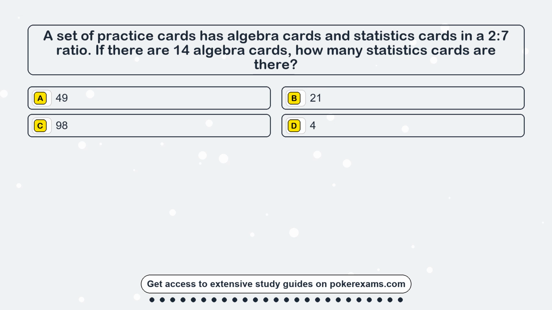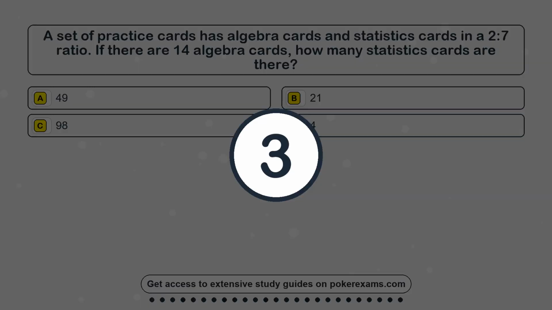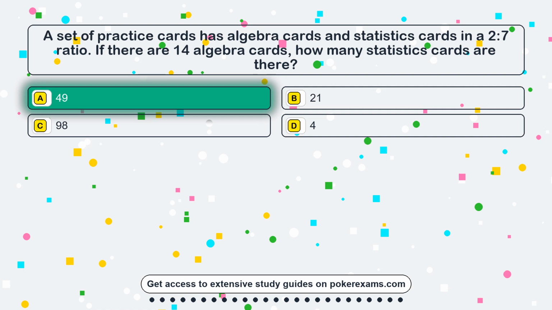Question 4. A set of practice cards has algebra cards and statistics cards in a 2:7 ratio. If there are 14 algebra cards, how many statistics cards are there? Option A 49. Option B 21. Option C 98. Option D 4. The correct answer is option A, 49.